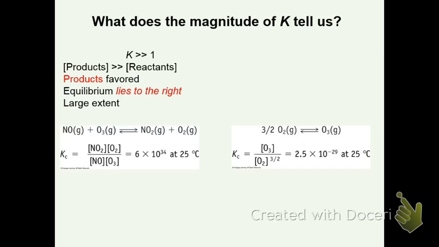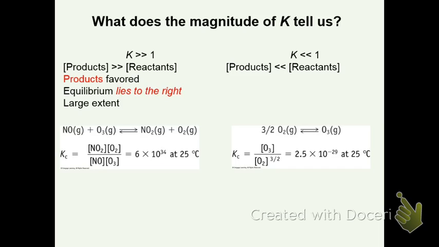So if we have a value for the equilibrium constant that is much greater than 1, that means that the concentrations of products are much greater than the concentrations of reactants. And so we say that this is a product-favored reaction, and we say that the equilibrium lies to the right. The equilibrium lies to the product side. And we also can say that this means that the reaction occurs to a large extent. We have a large conversion of reactants to products.